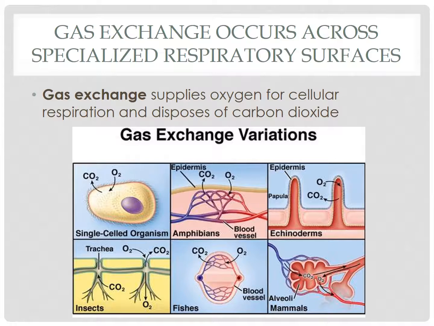The main point of gas exchange is to bring the oxygen into the cells for cellular respiration, and then to dispose of the carbon dioxide that was a waste from cell respiration. If we're looking at a single cell organism, it just passes straight through the membrane. Amphibians usually can do it straight through their epidermis or their skin. Same thing with echinoderms. Insects use these little tubes called trachea. Fishes do it through their gills. And of course, mammals go through their lungs.